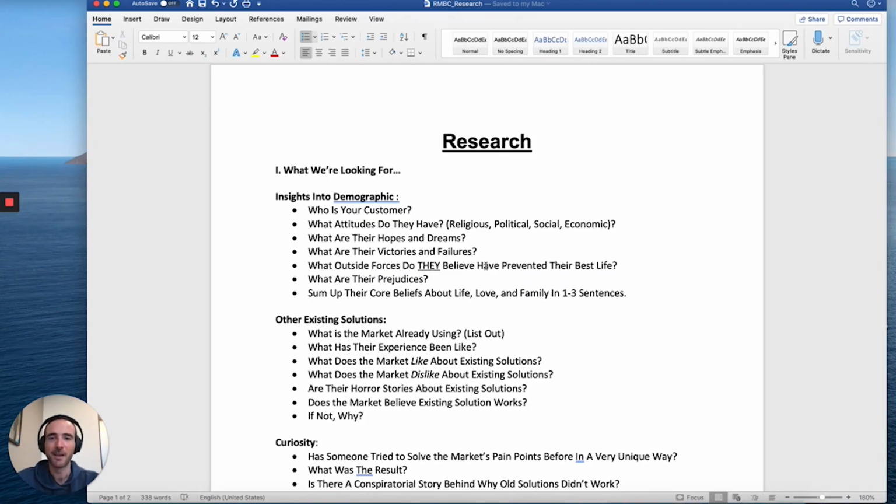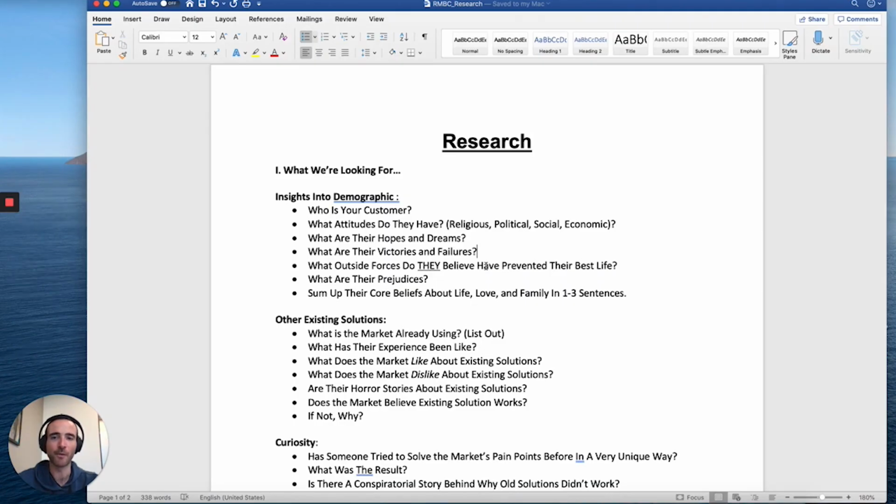And then next we want to look at what outside forces they believe have prevented their best life. So, for example, if they're like, Wall Street is rigged, and that's why I can never get ahead financially, or big pharma is crooked, and their healthcare costs are why I'm not healthy, or if I had just gone to college, I could be a millionaire. People always, not always, but a lot of people have stories that they tell themselves and that they tell others about why they're not where they want to be in their lives. And, in my opinion, it's because it's easier to blame somebody else than to look in the mirror to actually make really hard concrete changes.